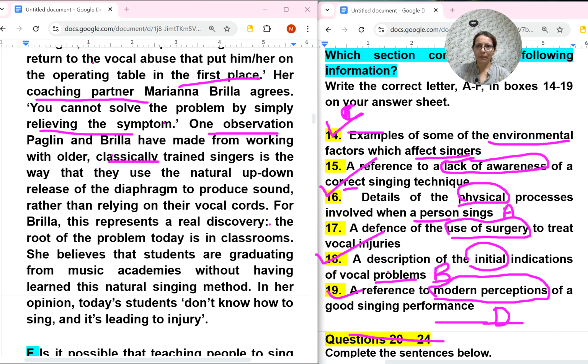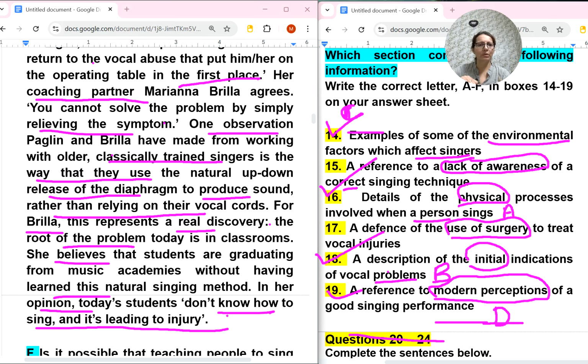Singers, classically trained singers, use the natural up and down release of the discs to produce sound rather than relying on the vocal cords. For her, this represents a real discovery. The root of the problem today is in classrooms. She believes that students are graduating from music academies without having learned this natural singing method. In her opinion, today students don't know how to sing and it's leading to injury. A reference to lack of awareness of a correct singing technique.